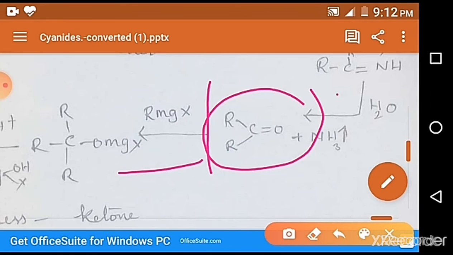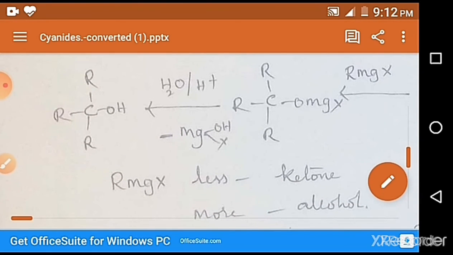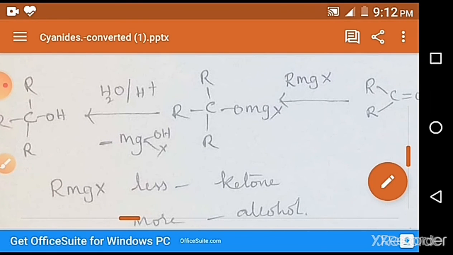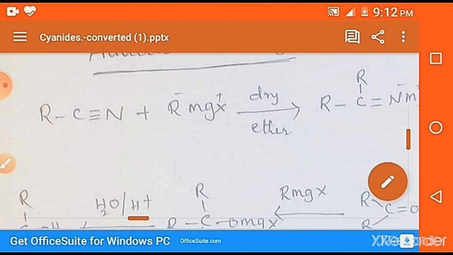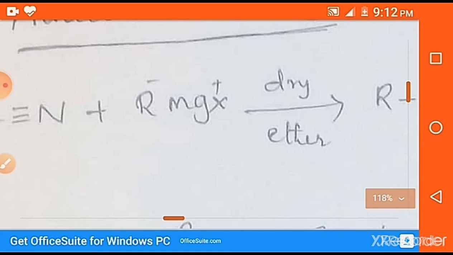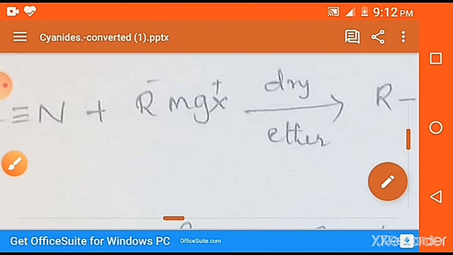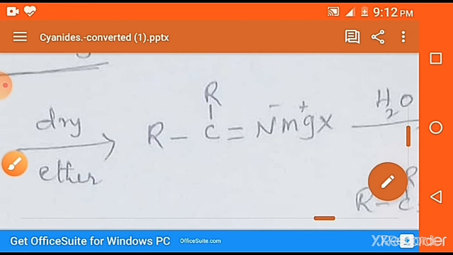On prolonged exposure to Grignard reagent in more quantity, it can undergo one more additional reaction, giving this adduct. This adduct on hydrolysis will give what? Alcohols. So it's very important. Cyanides on reaction with the Grignard reagent first undergo a nucleophilic addition reaction. In RMgX, R is a nucleophile. This nucleophile attacks the carbon with plus charge. After this addition, it gives this type of imine compound, a salt of the Grignard reagent.